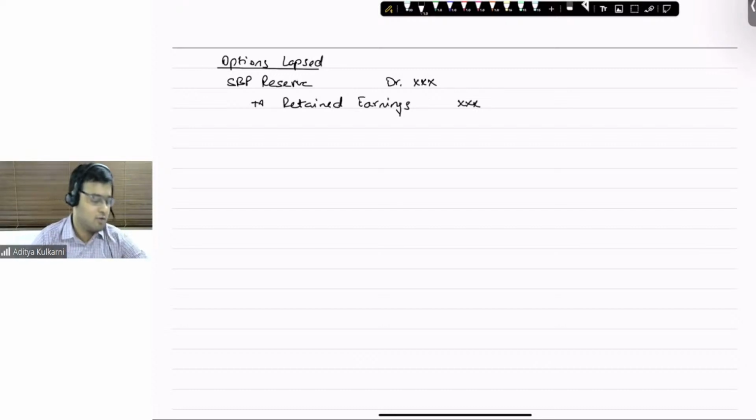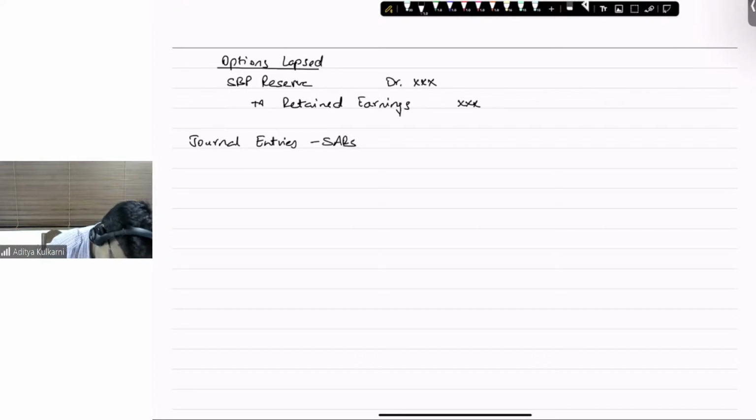So that takes care of the ESOPs. We've already written that it's based on the number of employees, and it is also based on the fair value at the grant date. All these things are already written. So that takes care of this. And finally, we move on to the SAR, journal entries for share appreciation rights.